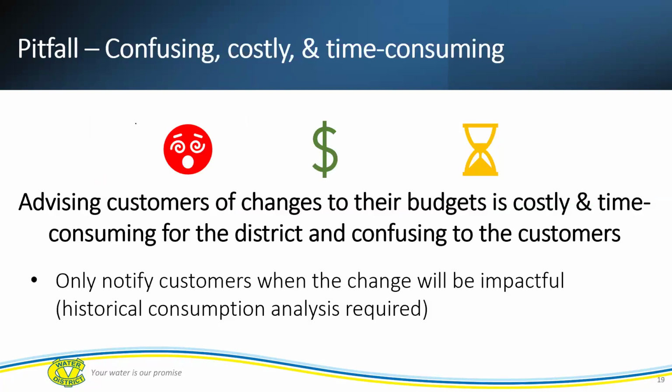And the second pitfall, tiered rates are confusing enough for non-water industry civilians. So advising customers that their budget has changed to something very different from what they're used to, it's very confusing for the customer. It's time consuming and therefore costly for the district. So at this point, we only notify customers when the change will be impactful. That does require some historical consumption analysis, but we do allow for that staffing. Next slide, please.